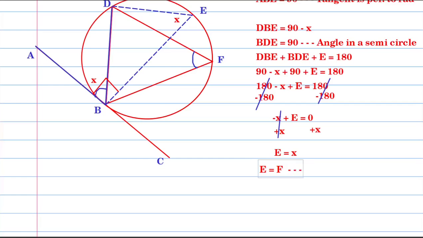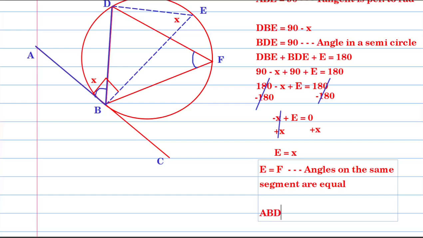Maybe let's not put that for now. What's the reason? Angles on the same segment, these ones, they are equal. So definitely, if this is x, it's equal to that. So your angle ABD is indeed equal to angle F, which is what we call our tan-chord theorem.